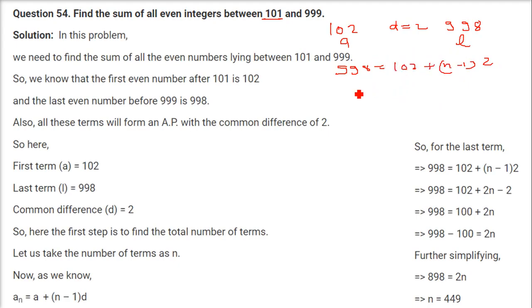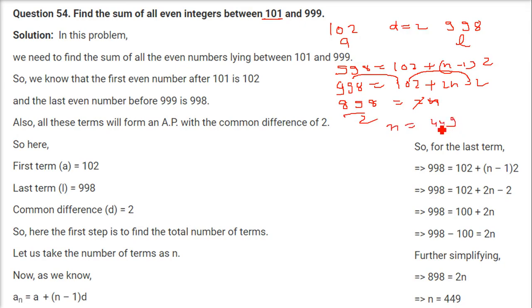So how do we find out? 998 is going to be 102 plus 2n minus 2. So 102 minus 2 is 100. Take it here. 998 minus 100 is 898. So 2n, this is divided by 2. n becomes 449. So there are 449 even terms between 101 and 999.